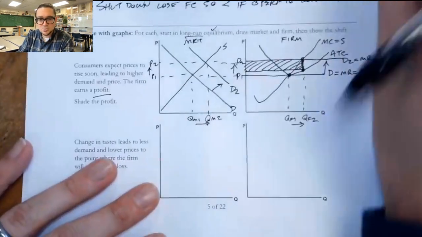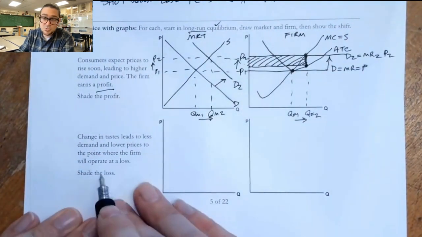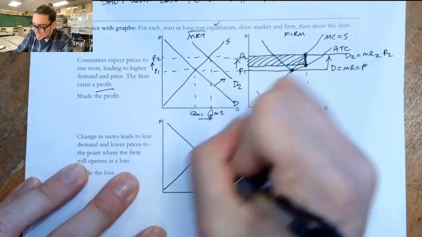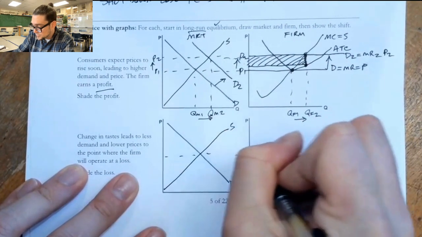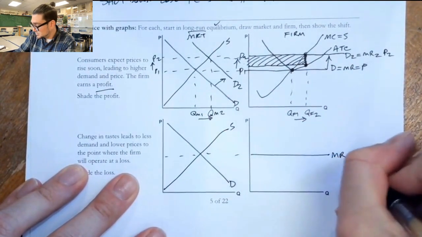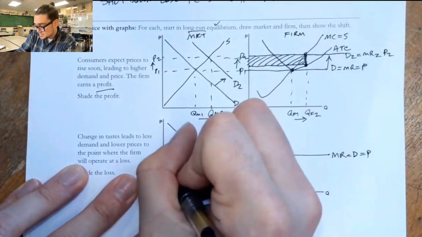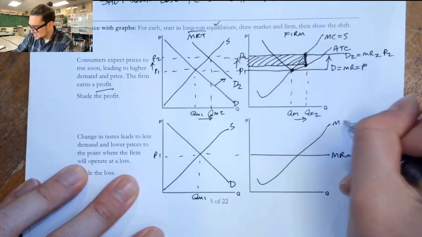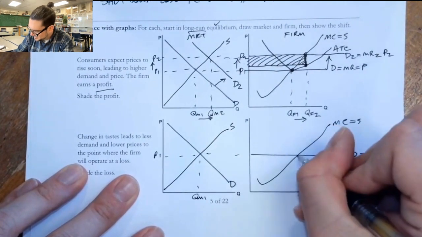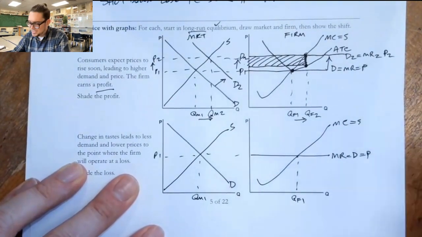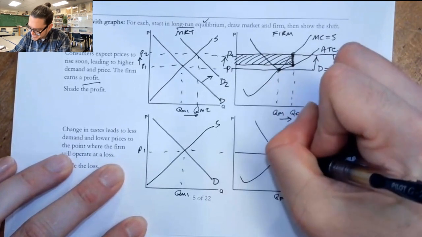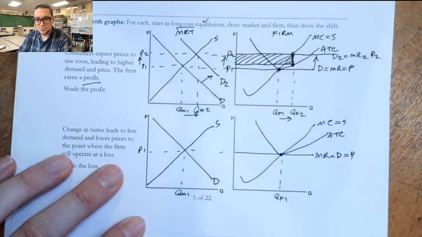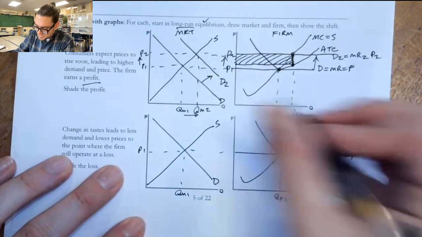Now let's take a look at the last one here, shade the loss. They're going to operate at a loss, so we do need an AVC for this one. So we're going to say demand and supply over MR equals demand equals the price, P sub 1, QM sub 1. Ooh, that marginal cost curve is sloppy. QF1, we come down, hit its minimum, come back up again. Again, we're just starting in the long run, right? So all of that is to get us to our long run picture. And we know this is P1 as well.